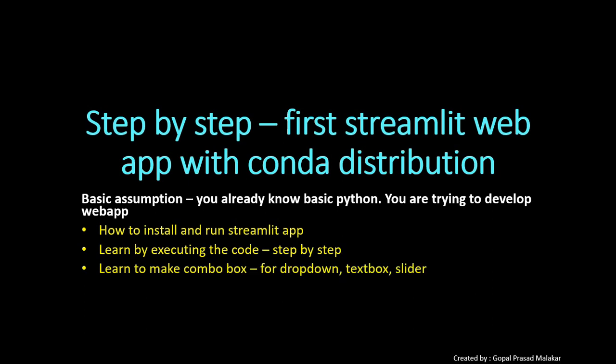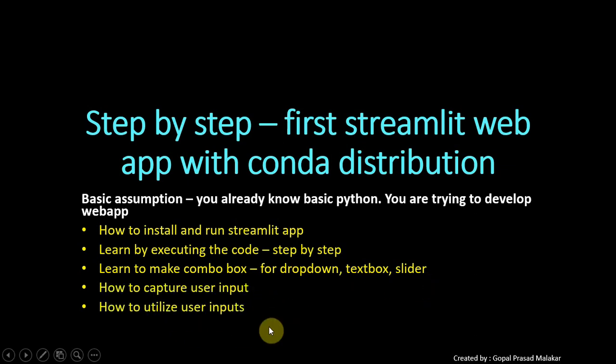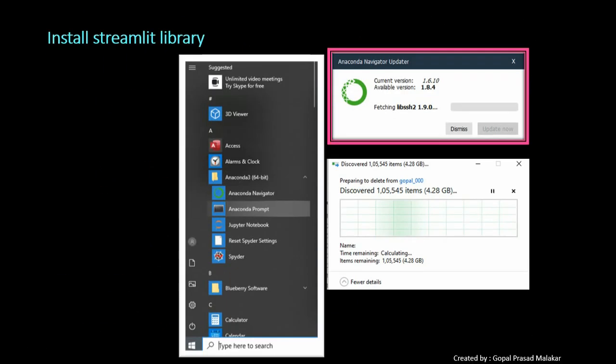I'm going to provide you a code which you should download, and you can make your changes and see on your own. We'll learn to make a combo box, drop down, text box, slider. We'll learn how to capture user input, how to utilize user input, and how to display results based on user inputs. So first things first, how do you install it?